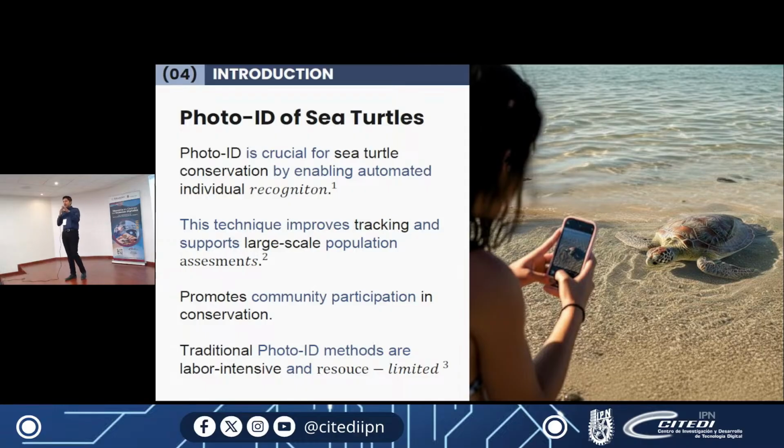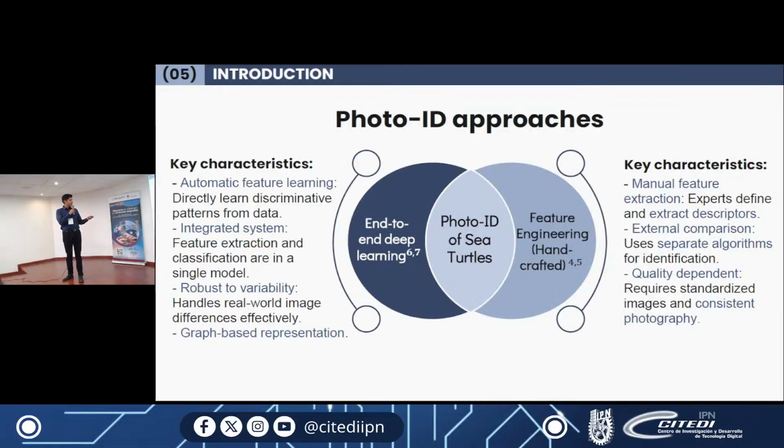Okay. So another thing is that it promotes community participation in conservation, because the main idea of the project is to create a model that identifies individuals just with a photo, with no specific image requirements. Okay? And the traditional photo identification methods are labor intensive and resource limited. I'm going to explain more about it. And also, another important thing about sea turtles is that photo identification is a non-invasive method. So this is a good method in general.